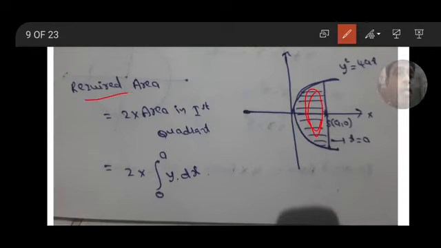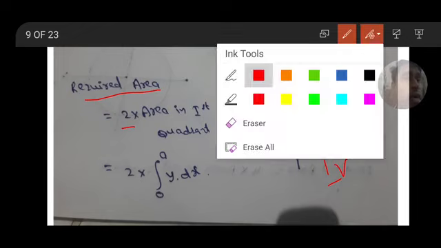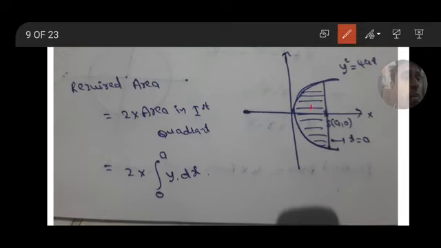We have to find this total area. So required area equal to 2 into area in the first quadrant. It is first quadrant and second quadrant, third quadrant and fourth quadrant. The area is symmetric, therefore it is converted into 2 parts, above part and below part. Both parts are the same. So 2 into area in the first quadrant.